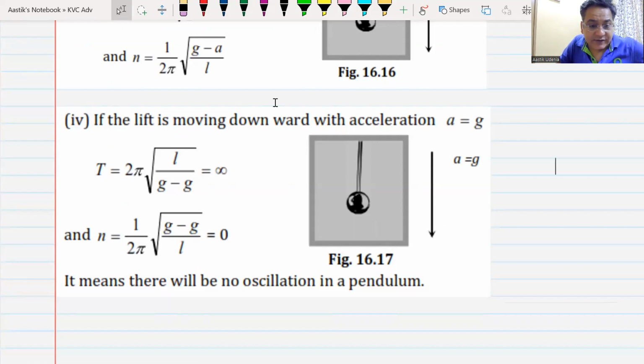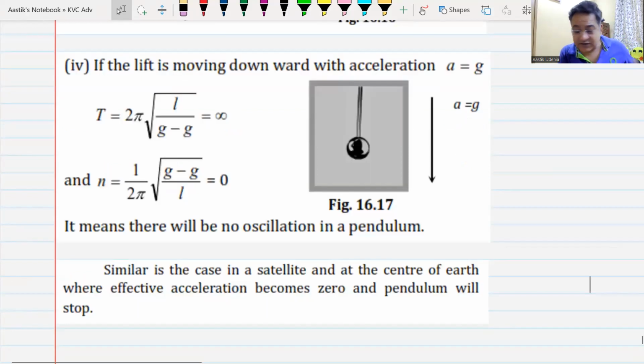Then the time period will be infinite. That means the pendulum will not oscillate. Now, this is similar to the case when it is kept in a satellite or at the center of Earth, where the value of g is 0. So remember all these cases: if a pendulum is taken to the center of Earth, g becomes 0. It will not oscillate. I hope you understand this. Yes or no? Yes.